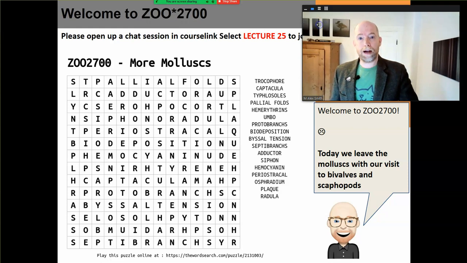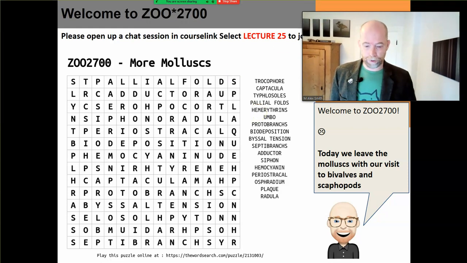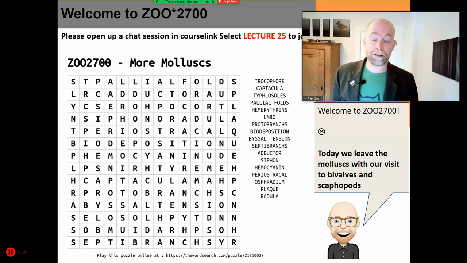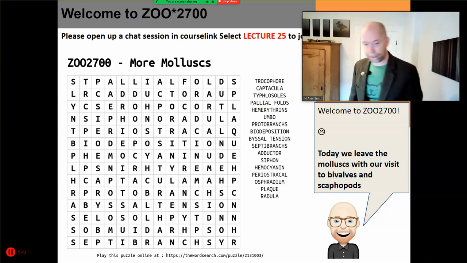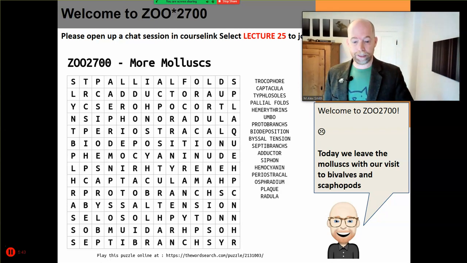So today we're talking about bivalves. We're going to spend most of our time with bivalves today. And then scaphopods, which is the other of the 8 principal classes of the mollusks that we have visited.